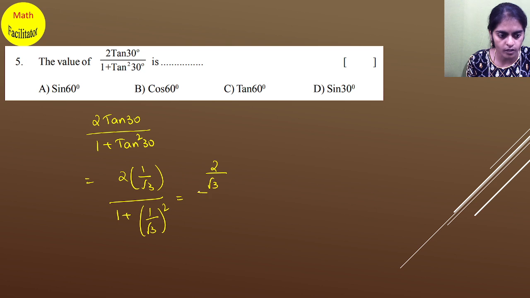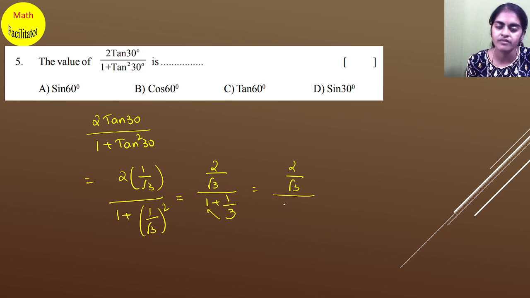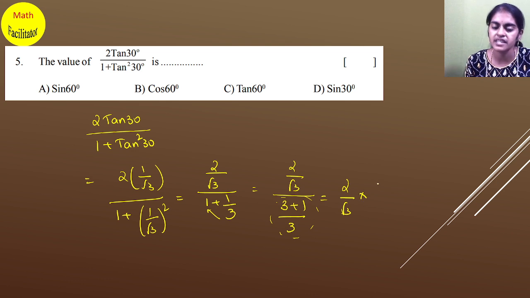So this is 2 by root 3 whole divided by 1 plus 1 by 3. So if I take LCM, this is 2 by root 3 whole divided by 3 plus 1 divided by 3. Now this fraction, if I am taking it to numerator, it will be reciprocal, isn't it? So 3 plus 1 is 4, so it is 4 by 3. Now its reciprocal, so you will get 3 by 4. Now please cancel here. 2 one time, 2 two times. Root 3 one time, root 3 times it will get cancelled. So this is equal to root 3 by 2.